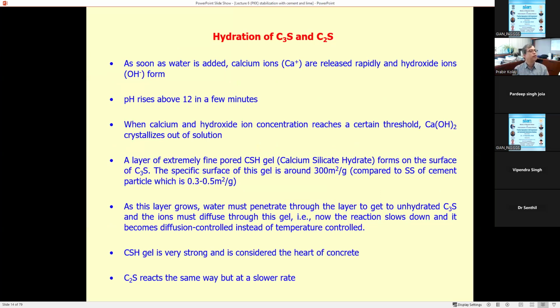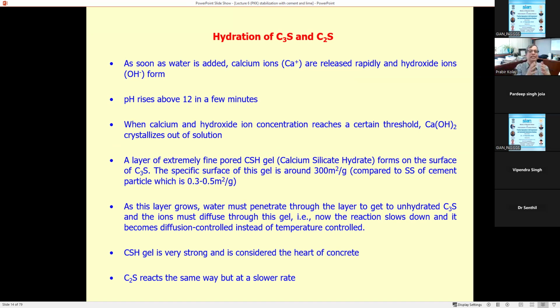So hydration of tricalcium silicate or dicalcium silicate: as soon as water is added, calcium ions are released rapidly and hydroxide ions are formed. The pH is going to increase. That's when the pH reaches 12 in a few minutes. So a higher pH is better.